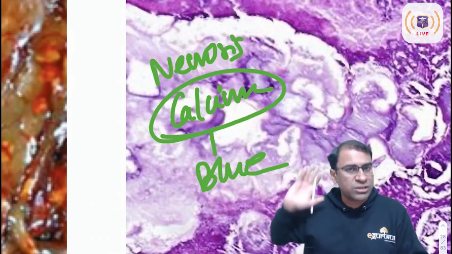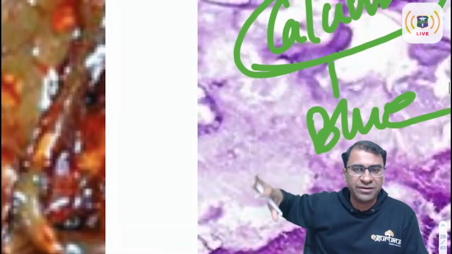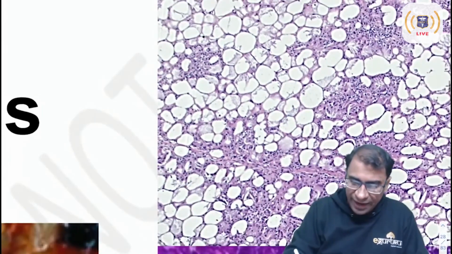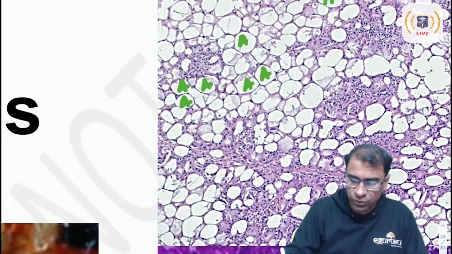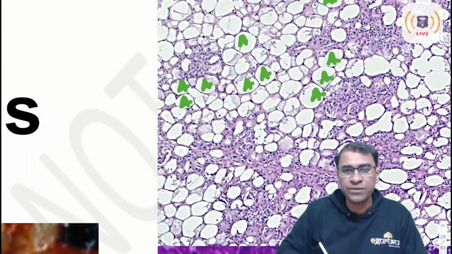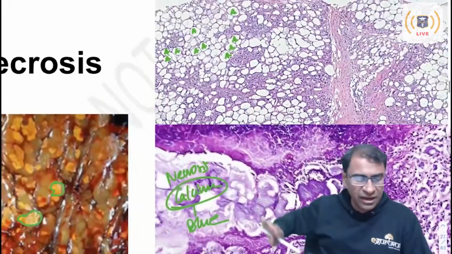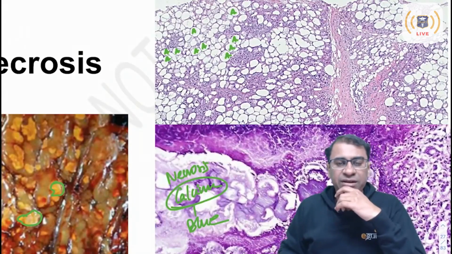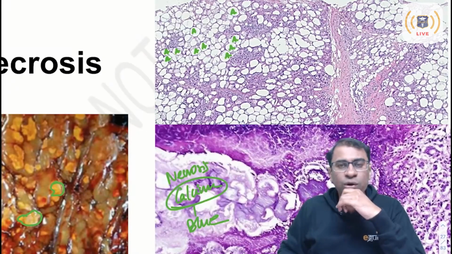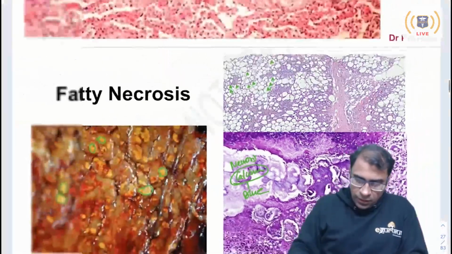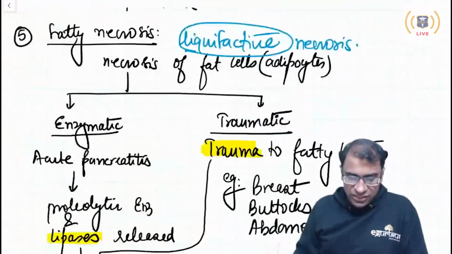But don't confuse. What is more important is to look at this completely liquefied tissue. How does a normal fat cell look like? This is how the normal fat cell looks. These are all adipocytes. I'm writing A here. All these white cells you are seeing are the fat cells or the adipocytes. Now compare this image to this image. Do you see? Completely liquefied mass. It's called fatty necrosis.